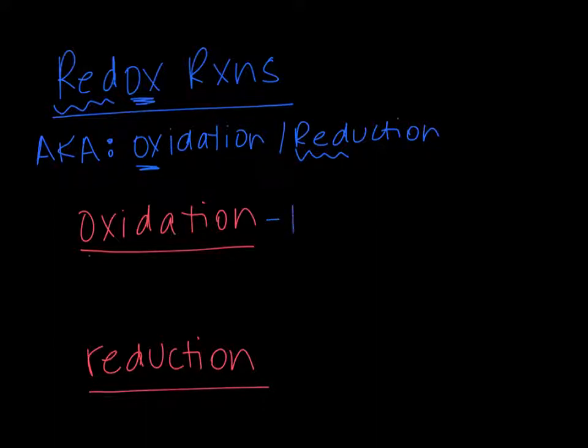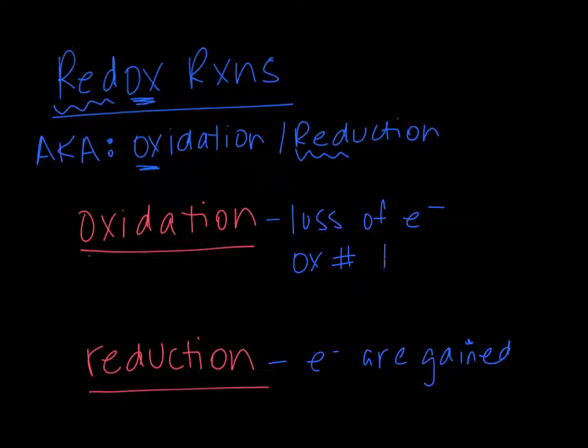Oxidation is when there is a loss of electrons, and reduction is when electrons are gained. Sometimes it can be difficult to see if a loss of electrons happened or if electrons are gained because it's a negative thing. So the oxidation number for oxidation will go up, and for reduction the oxidation number goes down. Before we can really talk about redox reactions, we have to be able to determine the oxidation number for substances. So we will come back to this slide soon.